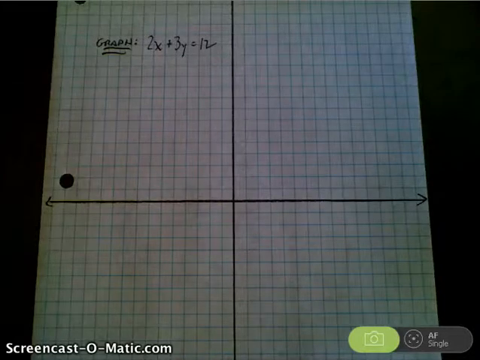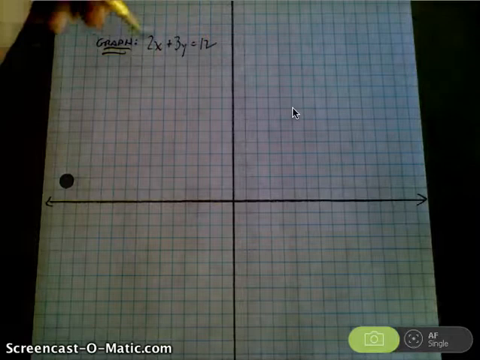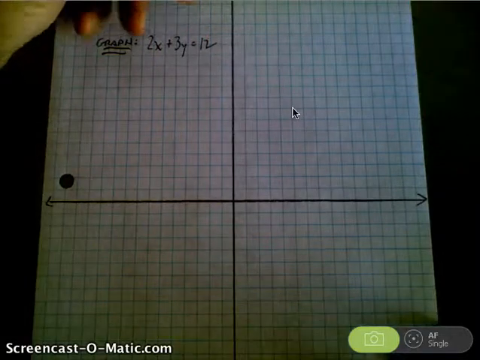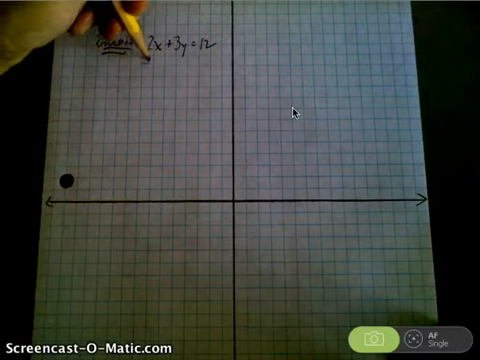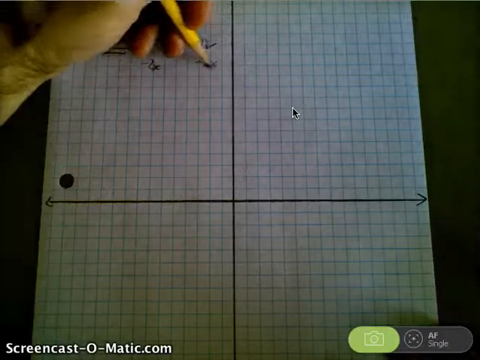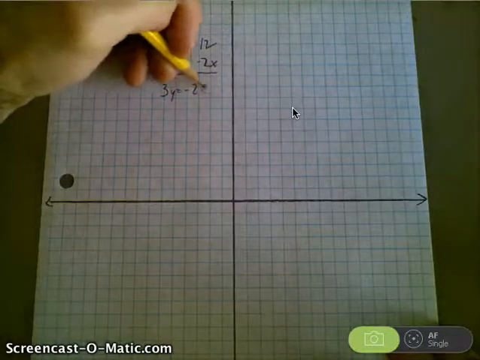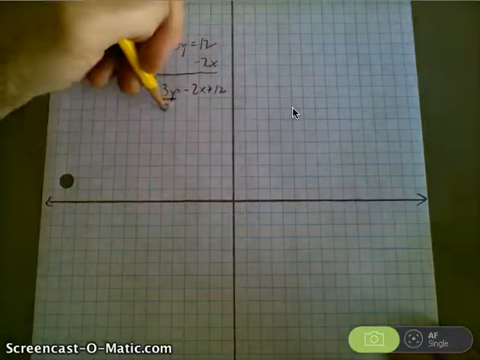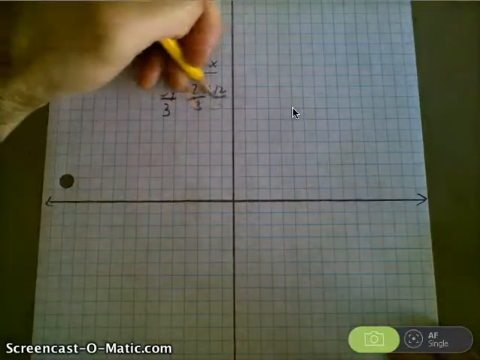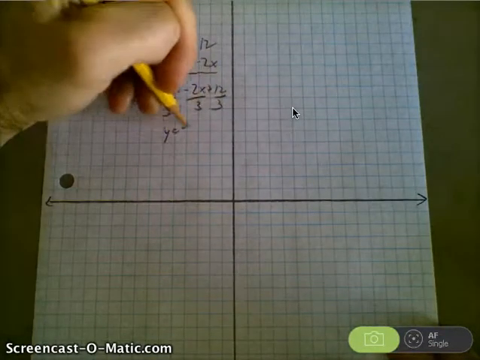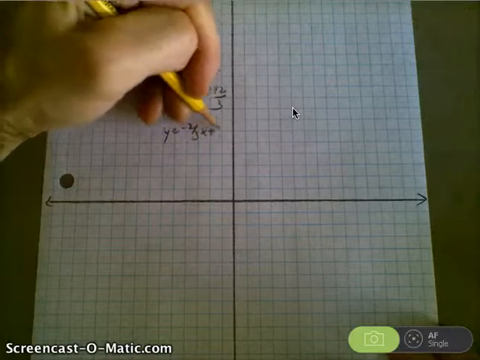So how do you graph a linear equation? Well, I've got one up here that says 2x plus 3y equals 12. The traditional way is to make it y equals. So to do that, we subtract 2x from both sides, making 3y equal to negative 2x plus 12, and then to get y by itself, divide both sides by 3. Makes y equal negative 2/3 x plus 4.